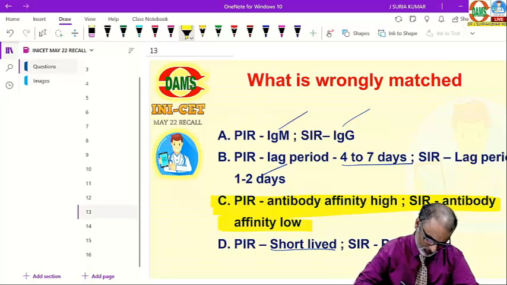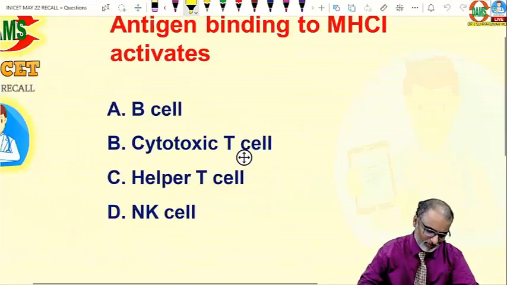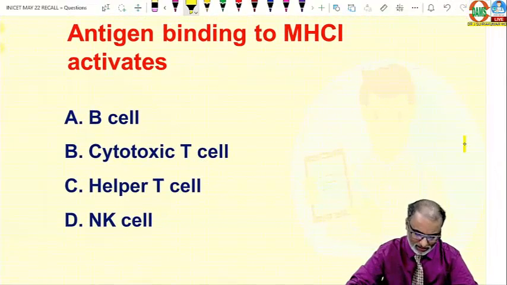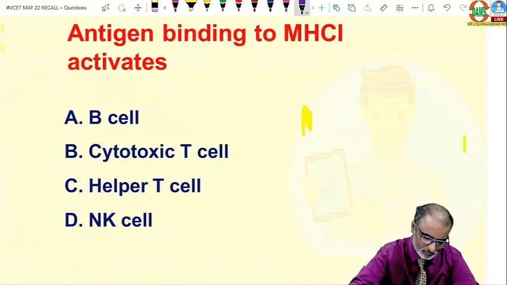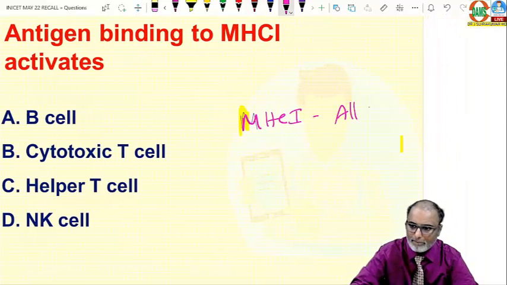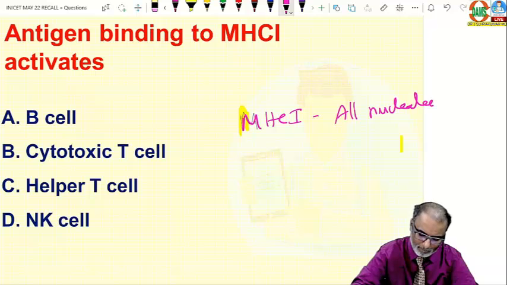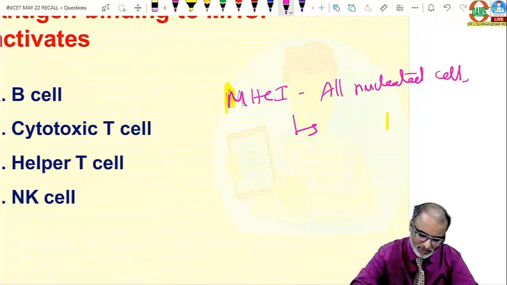Next is antigen binding to MHC1 activates. This is a very simple direct question. I hope they already discussed it in pathology also, because some questions overlap in many subjects. It's a direct question. MHC1 is present in all nucleated cells. And MHC1 always interacts with the T cell receptor of CD8.